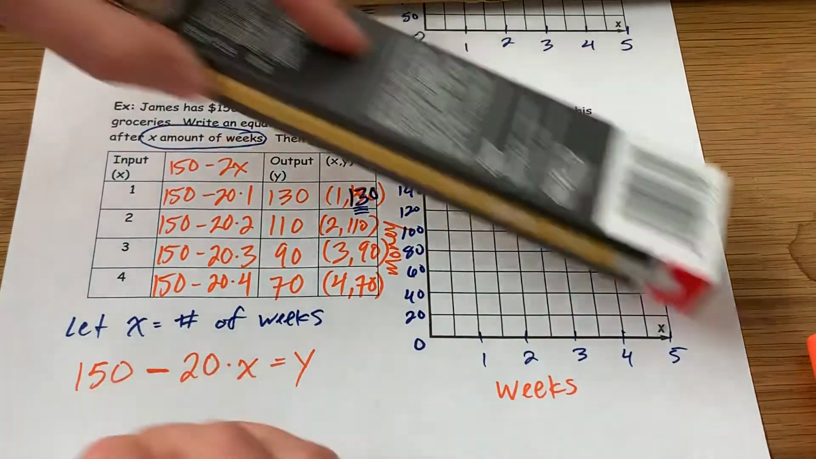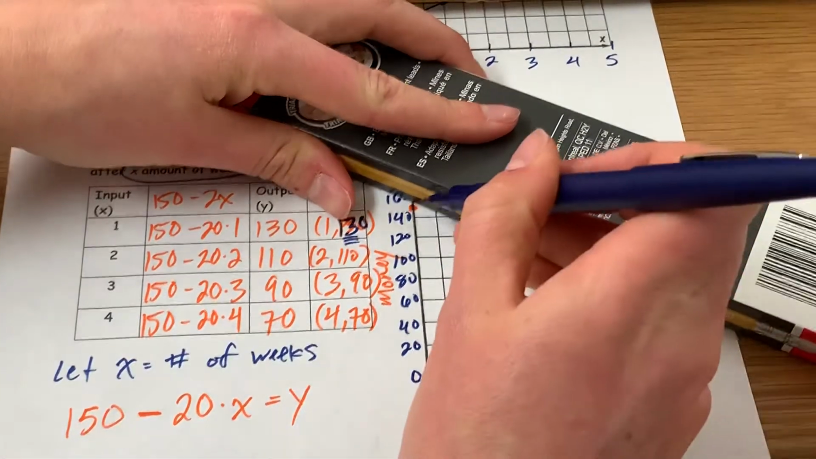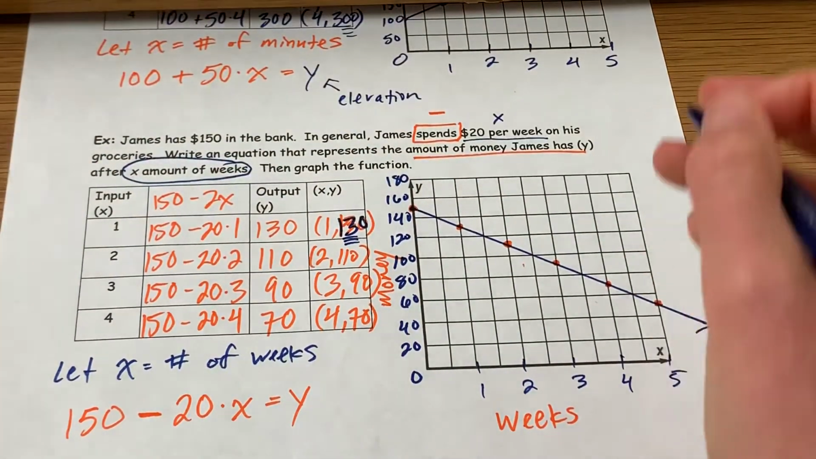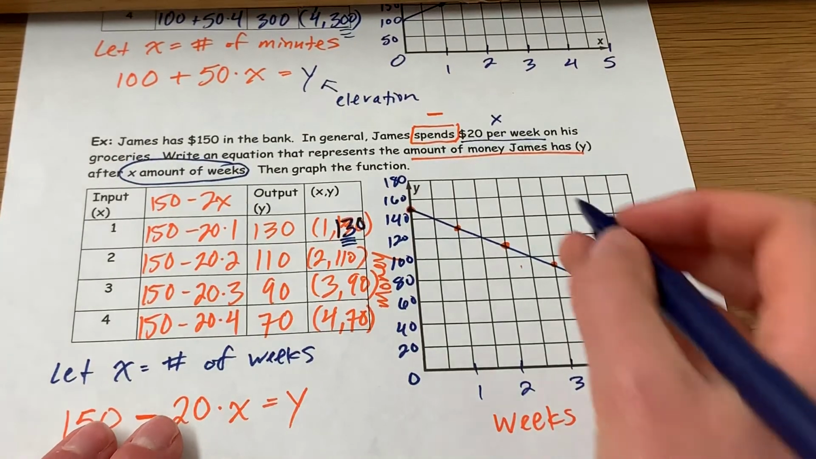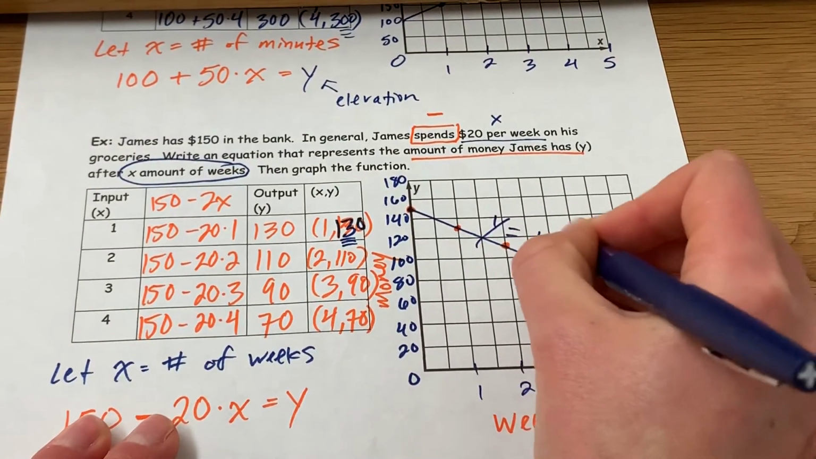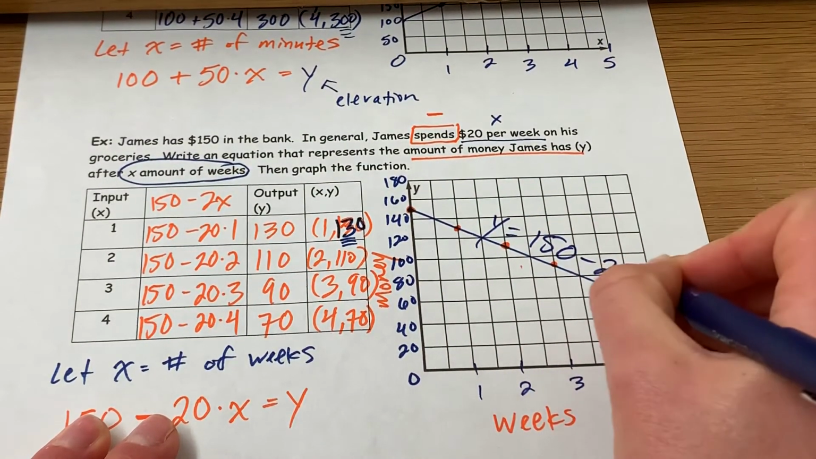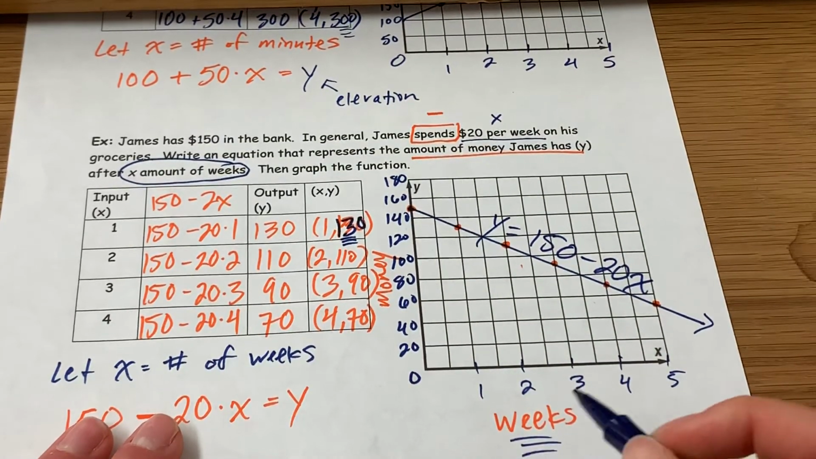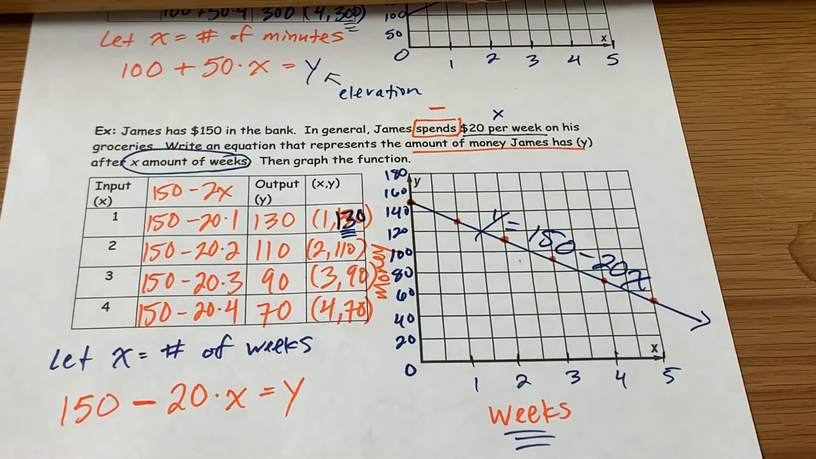Using your straight edge, I'm using a box of pencils. I'm going to connect the dots. As you can see, his money is decreasing, which is fine. It's decreasing because he's spending money. And we label our line. So sorry for mentioning that. I definitely want you to put your units. I apologize, I missed that.